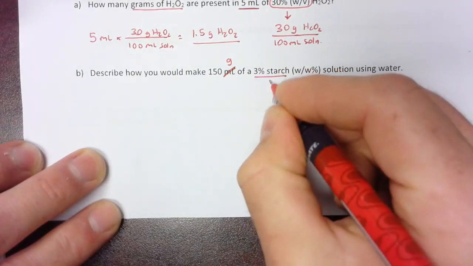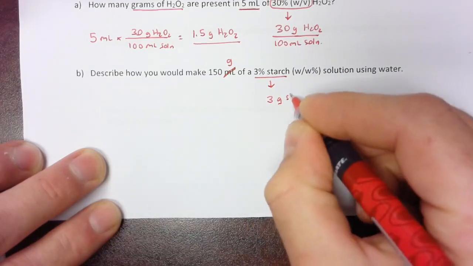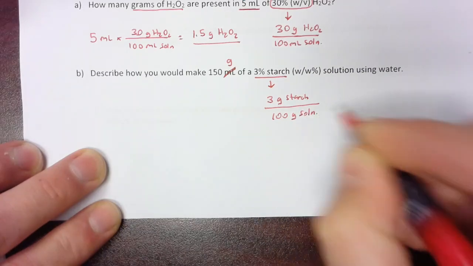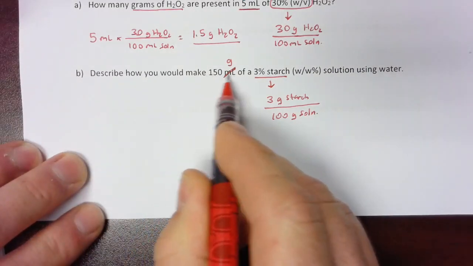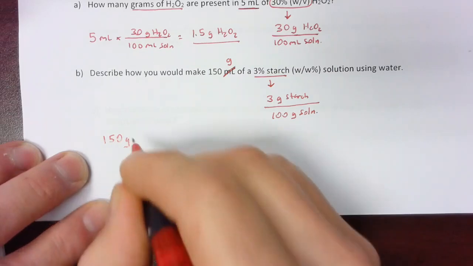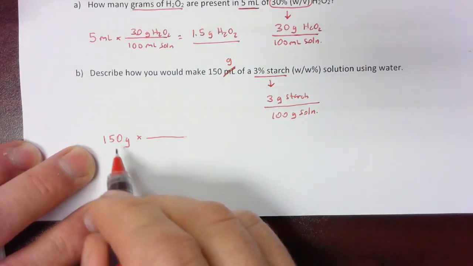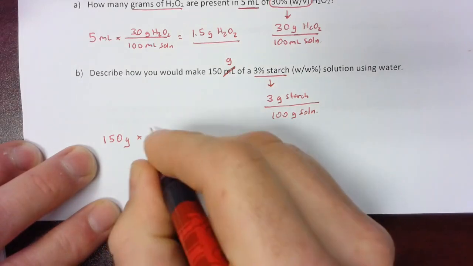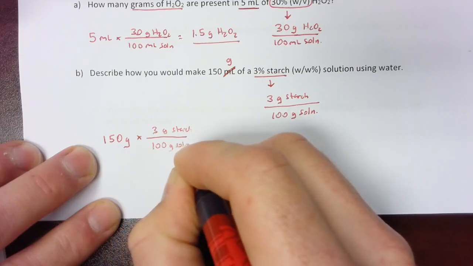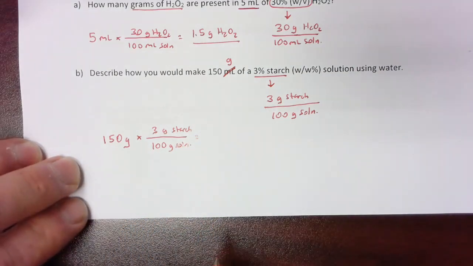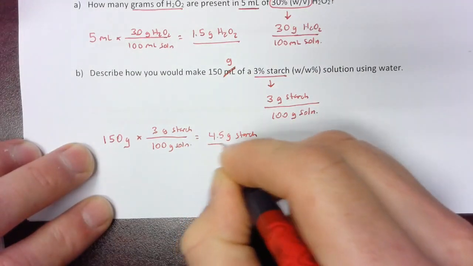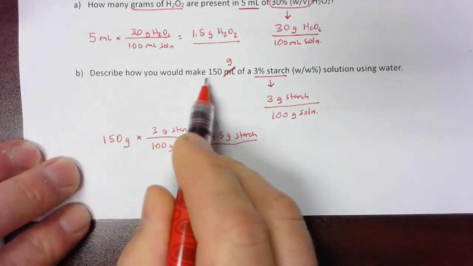Remember that a 3% starch solution, weight over weight, is going to be 3 grams of starch over 100 grams of solution. I'm interested in making 150, so I need to figure out how many grams of starch I need. 150 grams of solution at a rate of 3 grams of starch per 100 grams of solution. It's going to give me 4.5 grams of starch. Okay, but that's not what the question's asking me. It says, how would you make this?